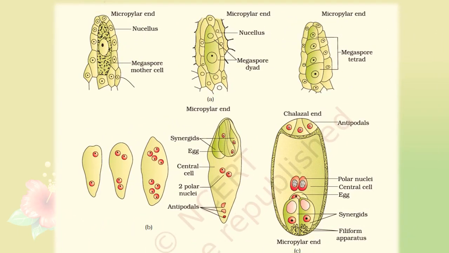Now, these are the sequential stages of development of female gametophyte or embryo sac as given in your book. There is a megaspore mother cell with the micropylar end marked, nucellus. The megaspore mother cell divides to form 2 and then 4, tetrad structure. Out of these 4, only 1 remains functional, the 3 degenerate. So monosporic development. The one that remains will start to divide like this, 8 nucleate structure. Out of these 8 nuclei, 3 remain at the micropylar end, 3 at the antipodal end and 2 move in the center.